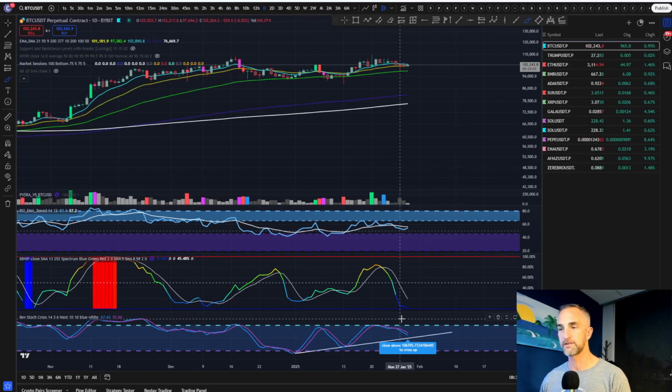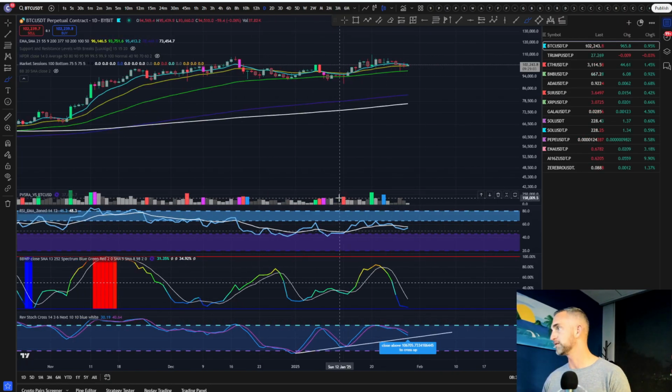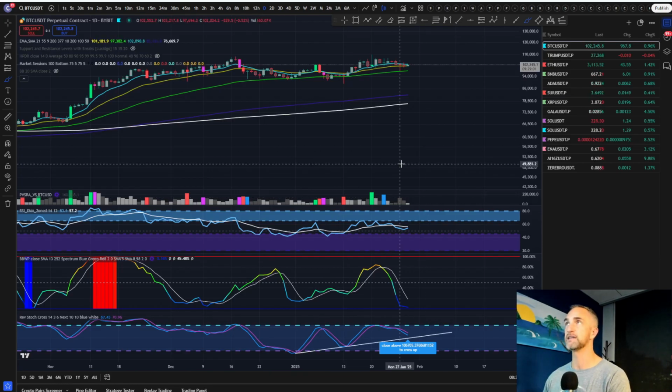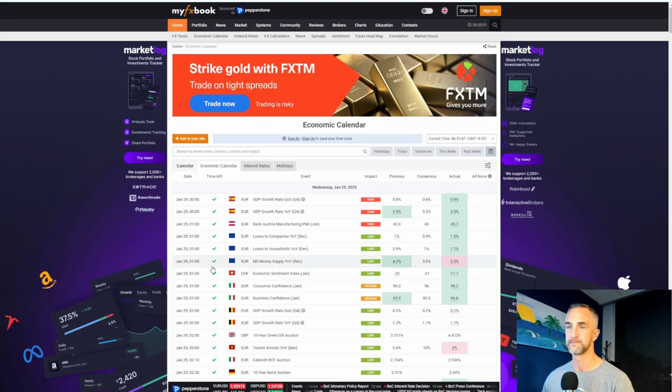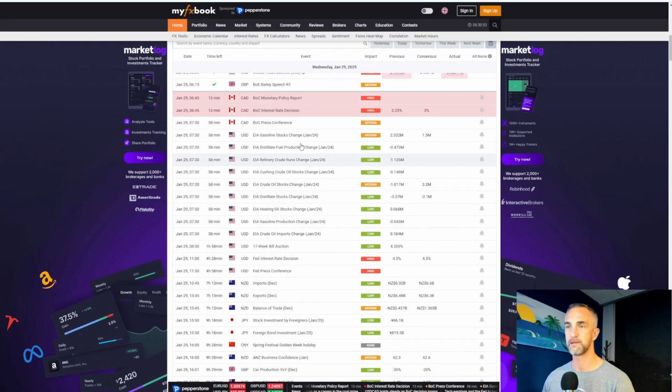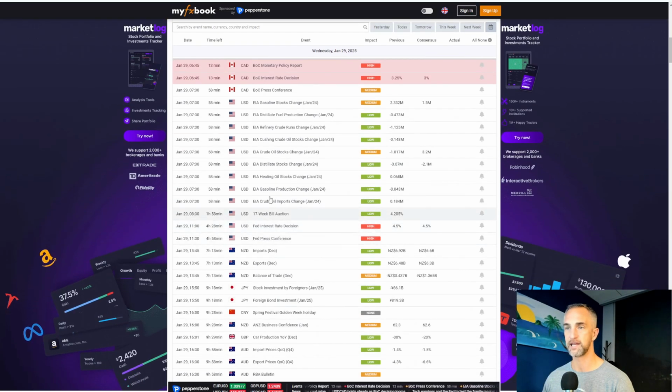Now it can stay here for a couple more days, but assuming that Jerome Powell comes out today and does the happy dance and gives everybody a rate cut, which Trump was talking about, I actually don't think it's going to happen today. Maybe at the next Fed meeting, but not today. Federal interest rate decision, 4.5% in 4 hours and 28 minutes.